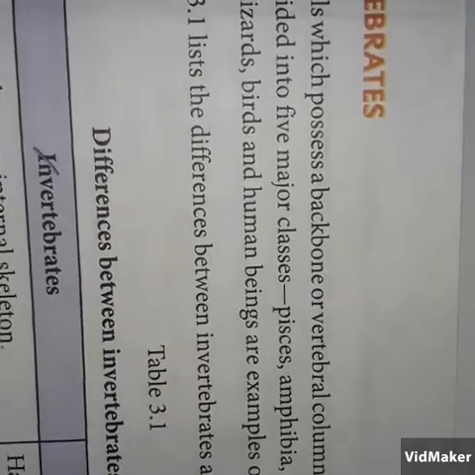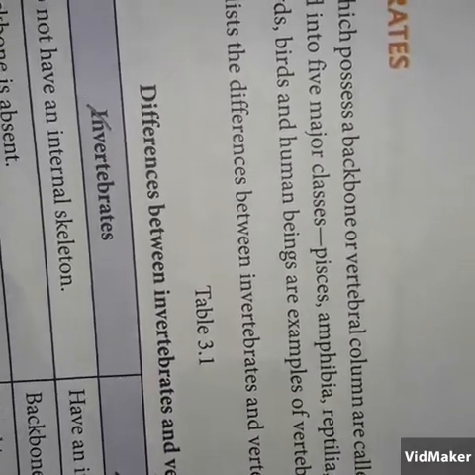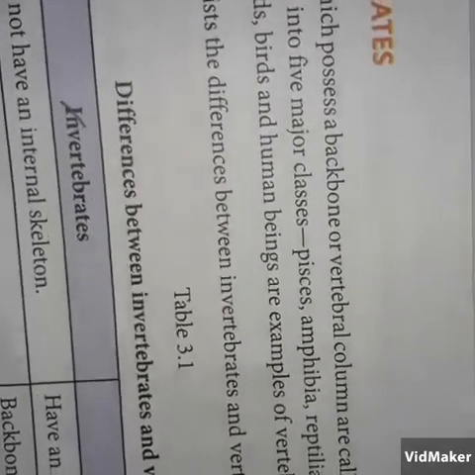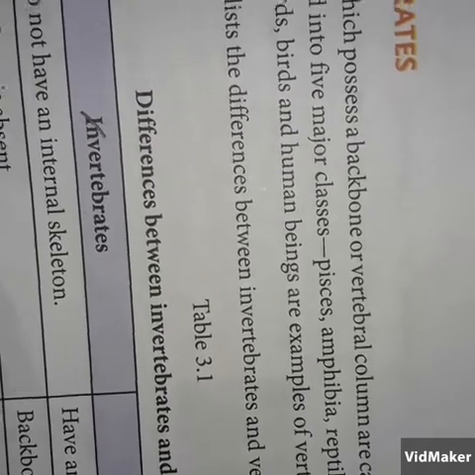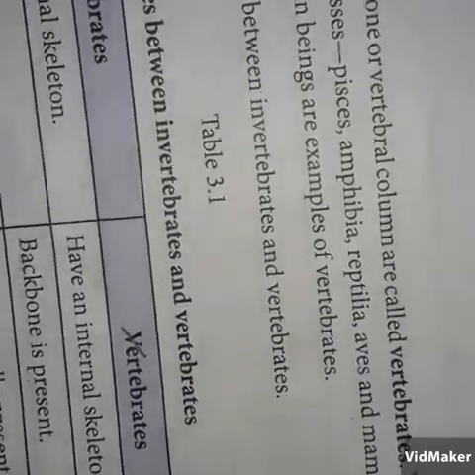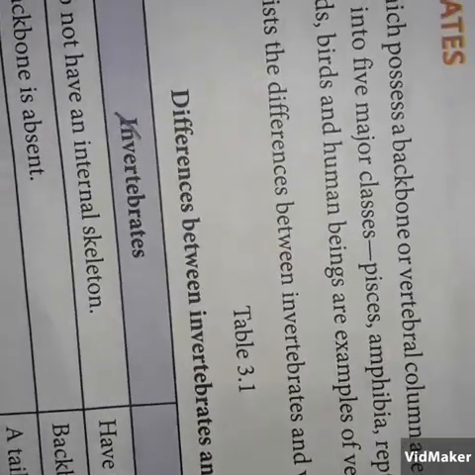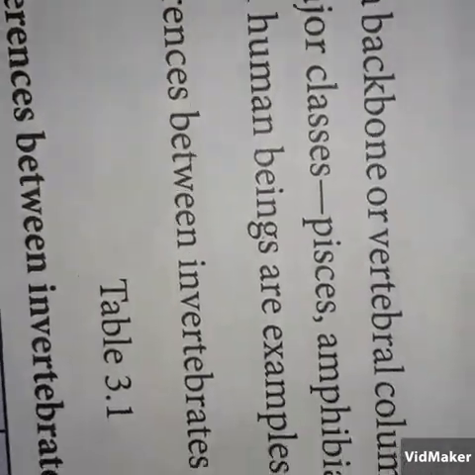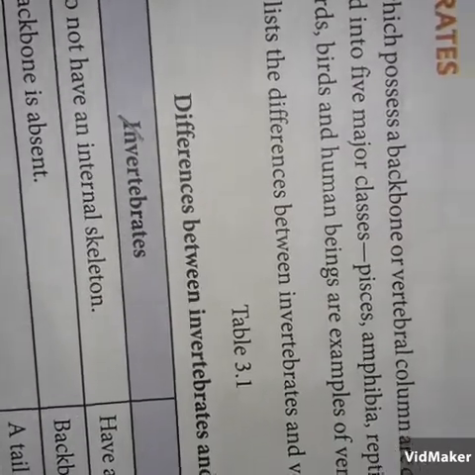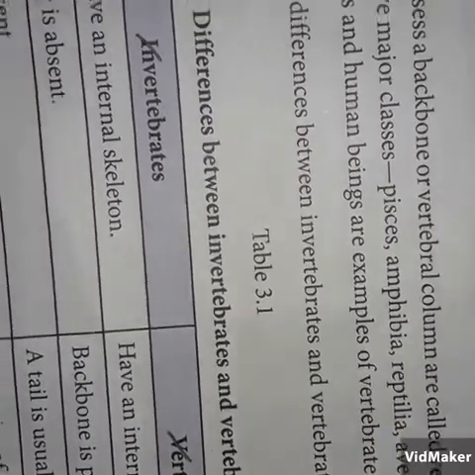Vertebrates: animals which possess a backbone or vertebral column are called vertebrates. Vertebrates are divided into five major classes: pisces, amphibia, reptiles, aves, and mammals. Fish, frogs, lizards, birds, and human beings are examples of vertebrates. Table 3.1 lists the differences between invertebrates and vertebrates.